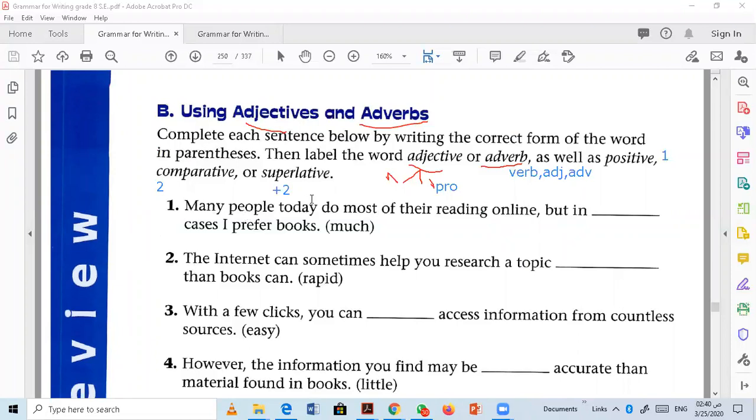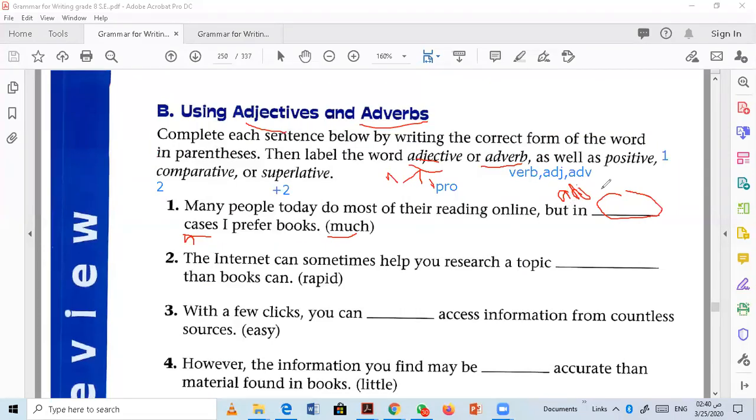Number one, many people today do most of their readings online, but in much cases, can I say much cases? This is your question. Cases, I prefer books. Let's think. In this example here, the word that we need here will describe the word cases. Cases as a noun. So that means the word that describes a noun will be probably an adjective. So we will write here adjective because we will need an adjective.